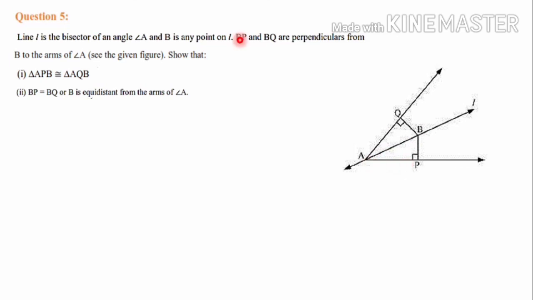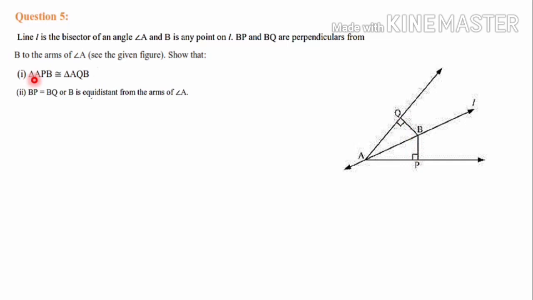Then BP and BQ are perpendiculars from B to the arms of angle A. Here you can see BP and BQ are perpendiculars. Perpendicular in the sense angle 90 degree. Here this is marked angle 90 degree and this also angle 90 degree. These are the two given conditions. Here you can see now itself two angles. Here this angle and this angle are equal, and these corresponding angles are equal.